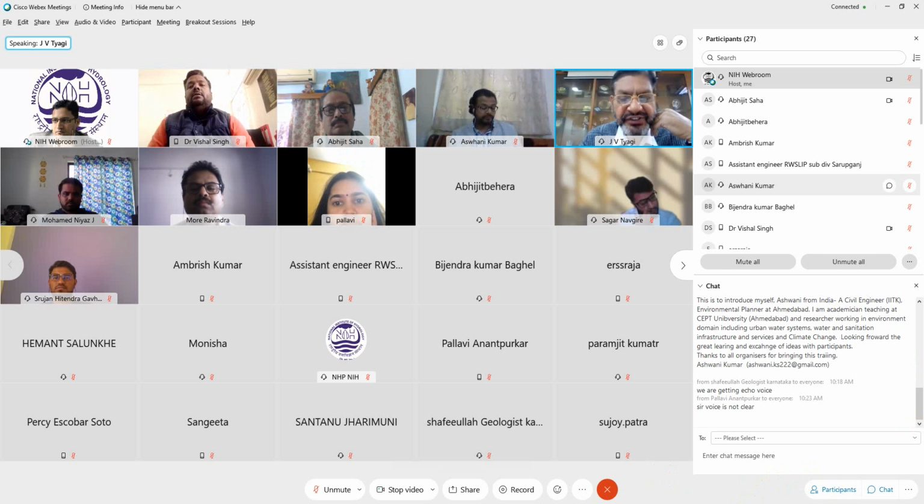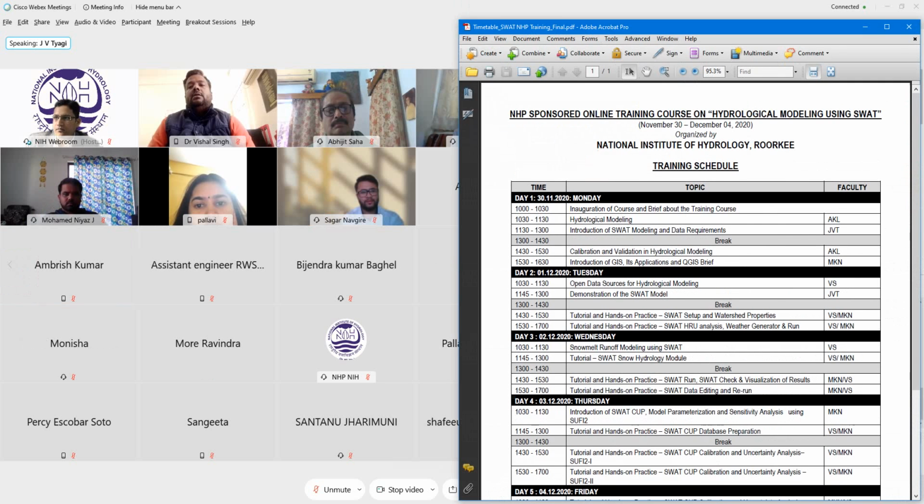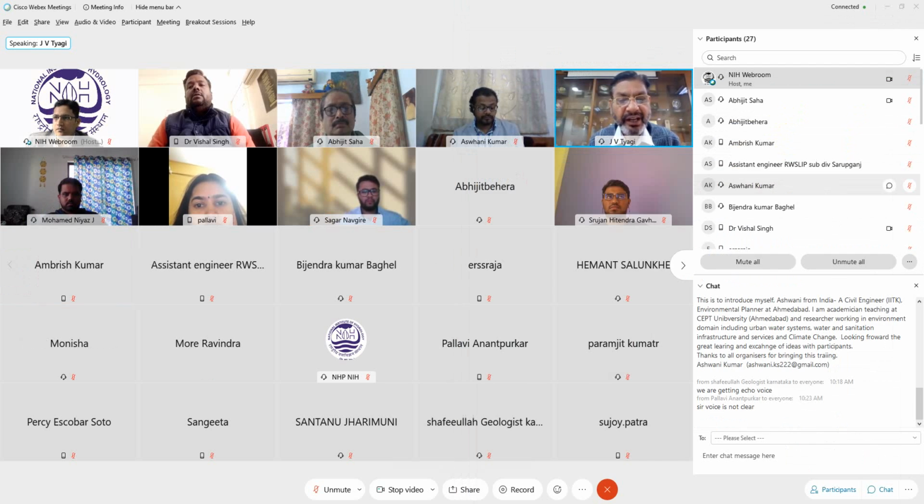As far as the SWAT is concerned, you are aware that SWAT is a public domain hydrological model for assessing the impact of land management practices and climate change on water quantity as well as quality. And it has gained international acceptance and is currently being used in nearly 100 countries to investigate the water resources and non-point source pollution problems for a range of scales and environmental conditions.